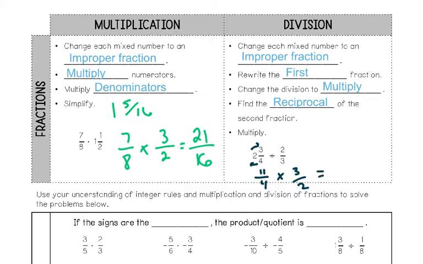So we multiply like normal, 33 on top, because 3 times 11 is 33, and 4 times 2 is 8. So then we can simplify if we can. We don't want to leave our answers improper. We want to make them a final answer as a mixed number. So we have 8 goes into 33 4 whole times, with 1 left over out of 8.